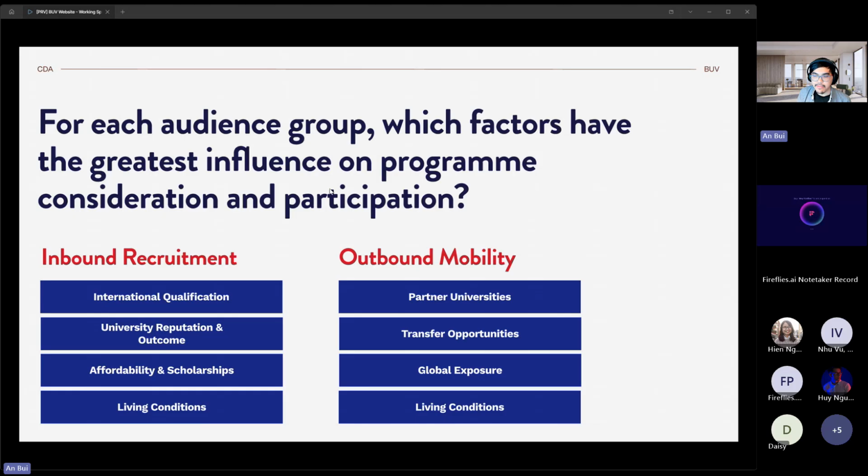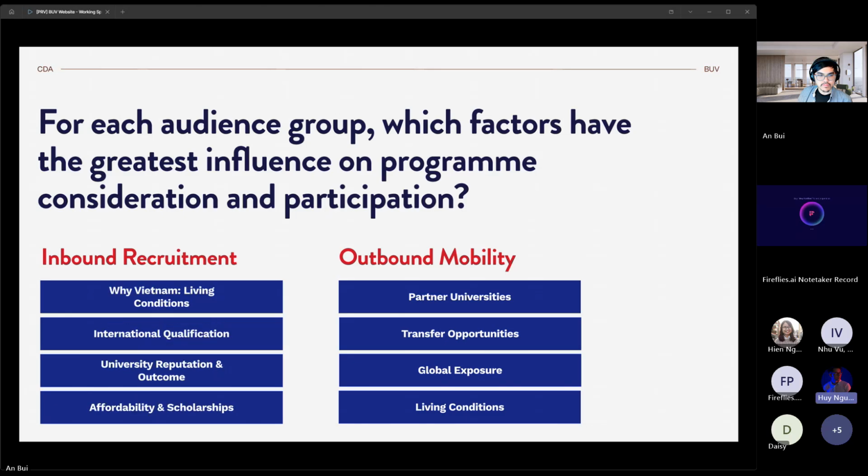I think you mentioned we already have a support page for those students, like living conditions and visa and stuff like that. But can you elaborate more on what is often asked or what is important for those students? Yeah, these are all very good. I think why Vietnam is going to be very high. Most international students from outside of Vietnam haven't visited Vietnam before, so I think that's going to be there. Otherwise these are pretty good. Why Vietnam, then a bit more about BUV.